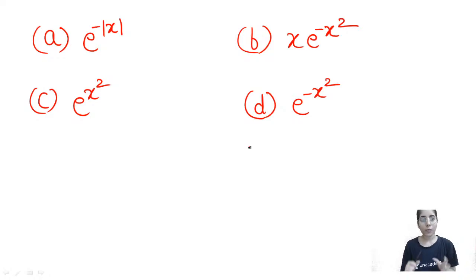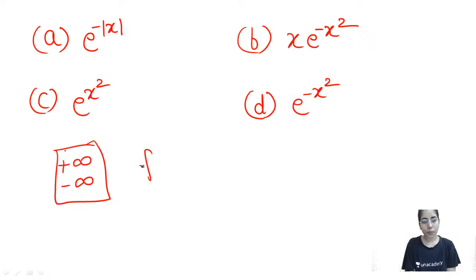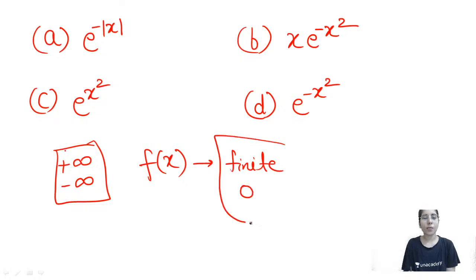Basically, guys, if you want to know whether for any given function the Fourier transform exists or not, what you need to do is just check that at plus infinity and minus infinity, whether the value of that function is finite or it is 0. That means if other than finite and 0 you are getting some other value, if it is infinity, the Fourier transform of that function will not exist.